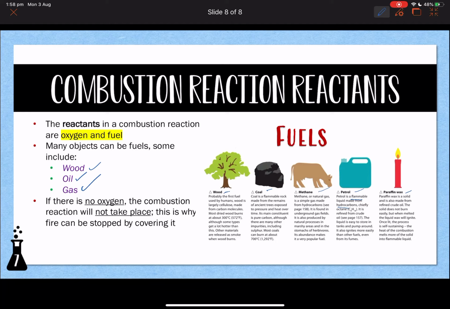The other thing is that I did mention with the candle example, if there is no oxygen in, the combustion reaction cannot take place, okay?